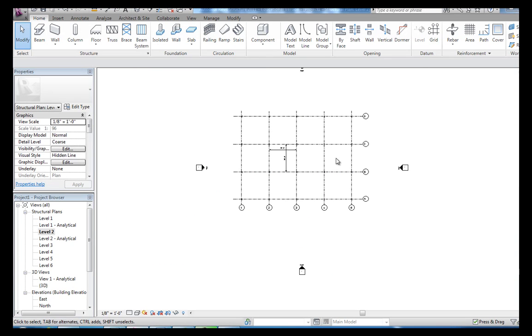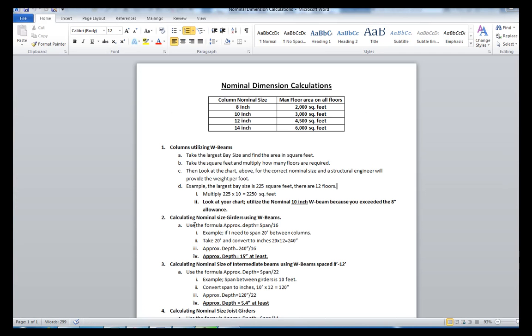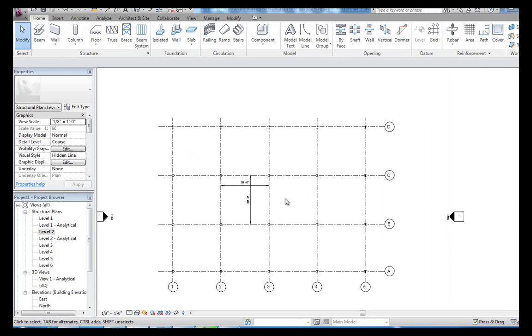We're going to figure out what size columns we need. Now, columns run vertically. Okay, they reach up into the sky. Now, this is what everything is attached to. Now, the way that you figure this out, if you look back on your Word document, it shows you step by step. Take the largest bay size and find the area in square feet. Well, first thing, people don't understand what is a bay. A bay is this little square.